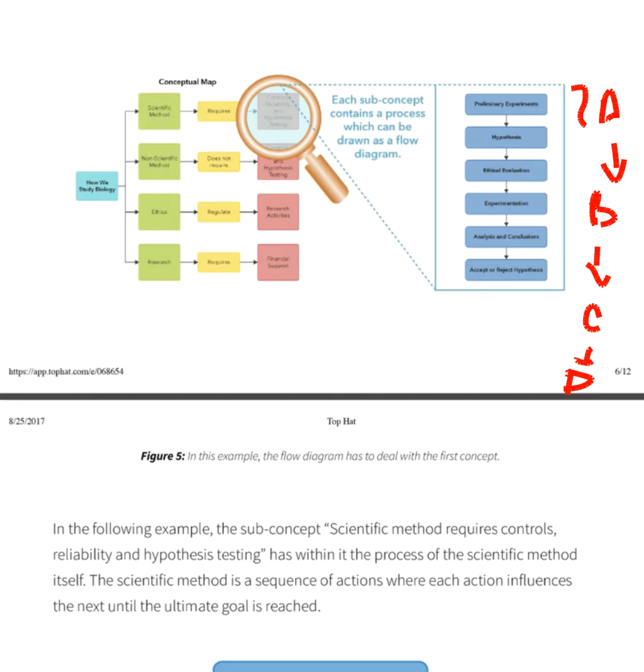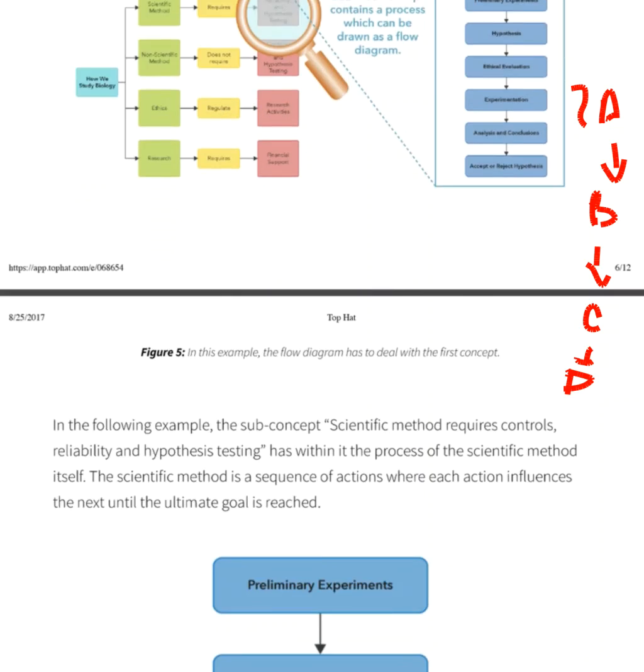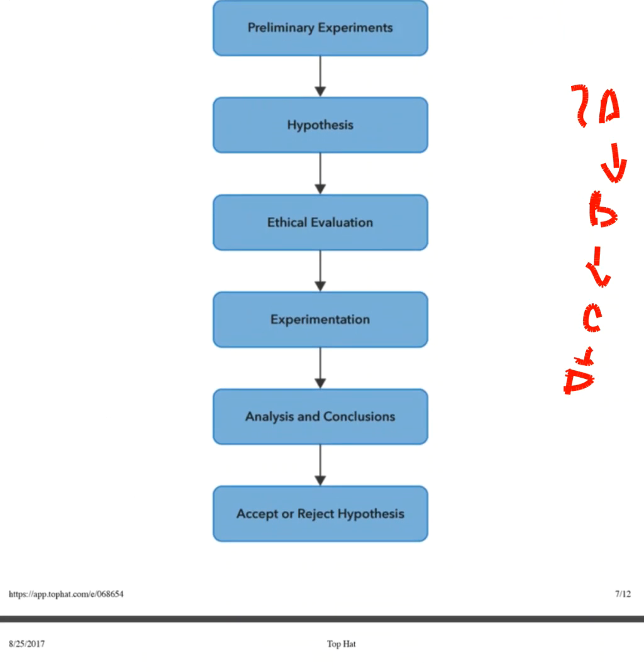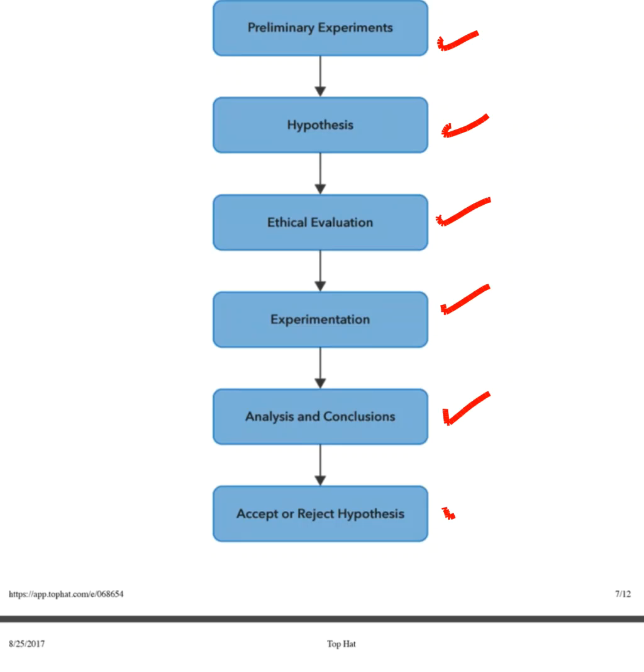Still trying to learn how to use this program a little bit better, but we're going to get there. And here's our flow diagram. So the flow diagram basically shows, so I clear this, the preliminary, this is the scientific method, it's mentioned in one of your chapters. Preliminary experiments lead to a hypothesis, which means that there has to be an ethical evaluation of that hypothesis, which means that there have to be experiments, which means there has to be analysis and conclusions, and you either accept or reject the hypothesis. You see how that flows?